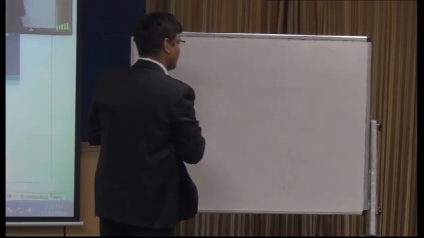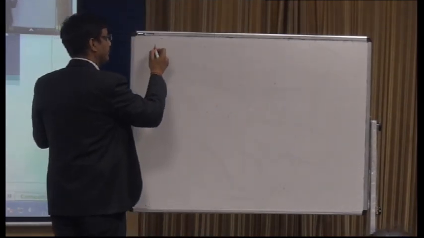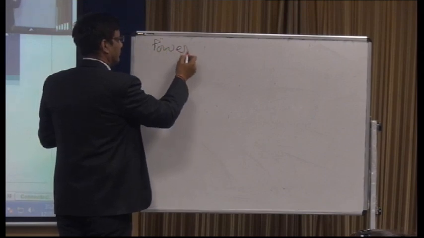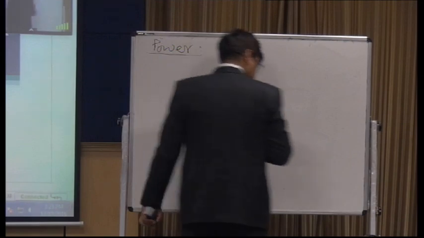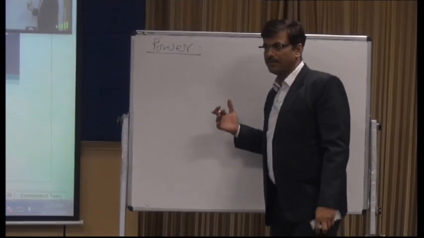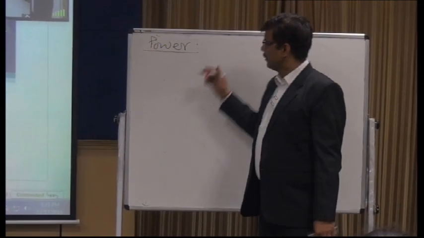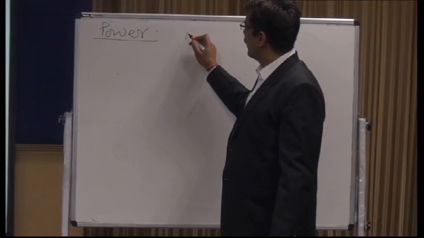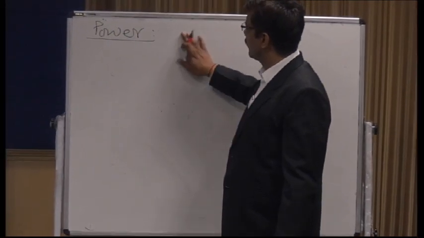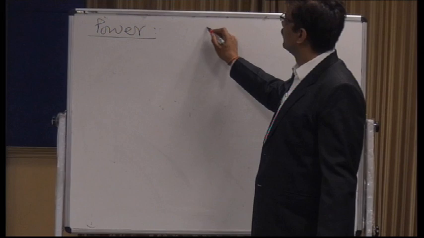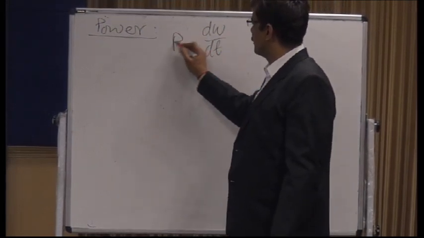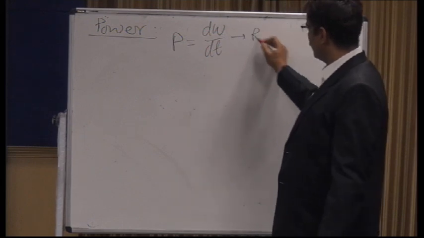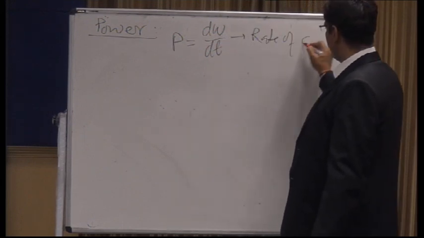So what is power? Let's be straightforward from the book. What is power? Rate. And how do you write rate? In terms of differentiation, dW upon dt. So dW by dt happens to be power. You can call it the rate of doing work.